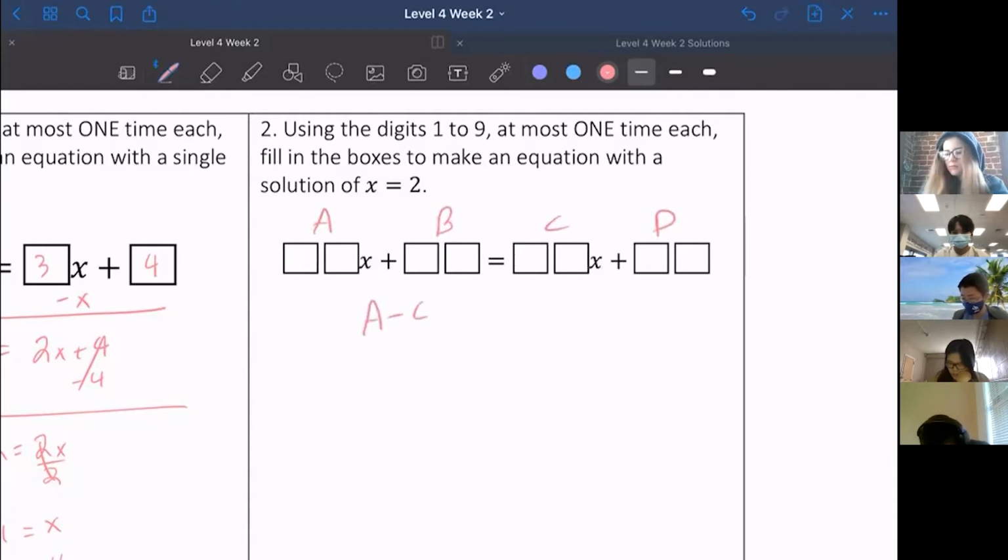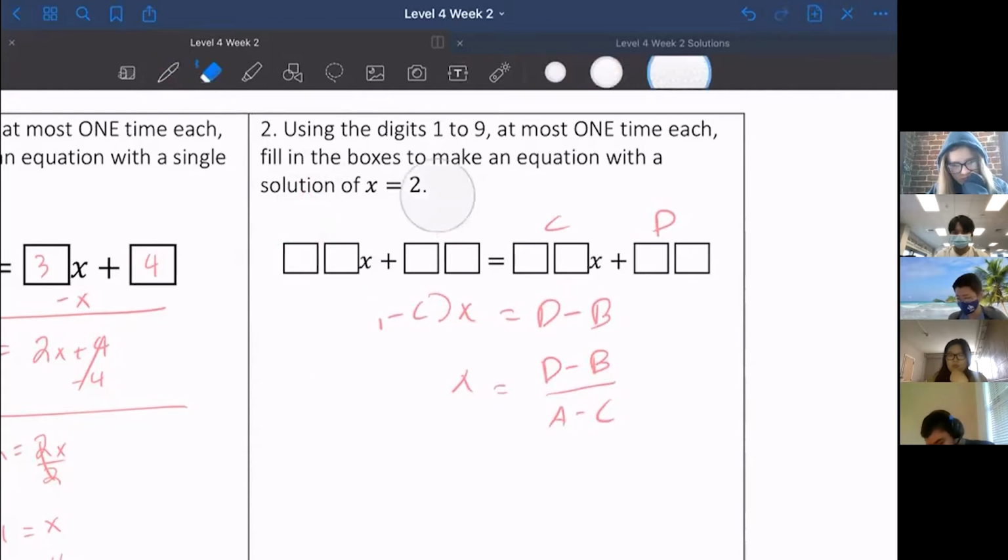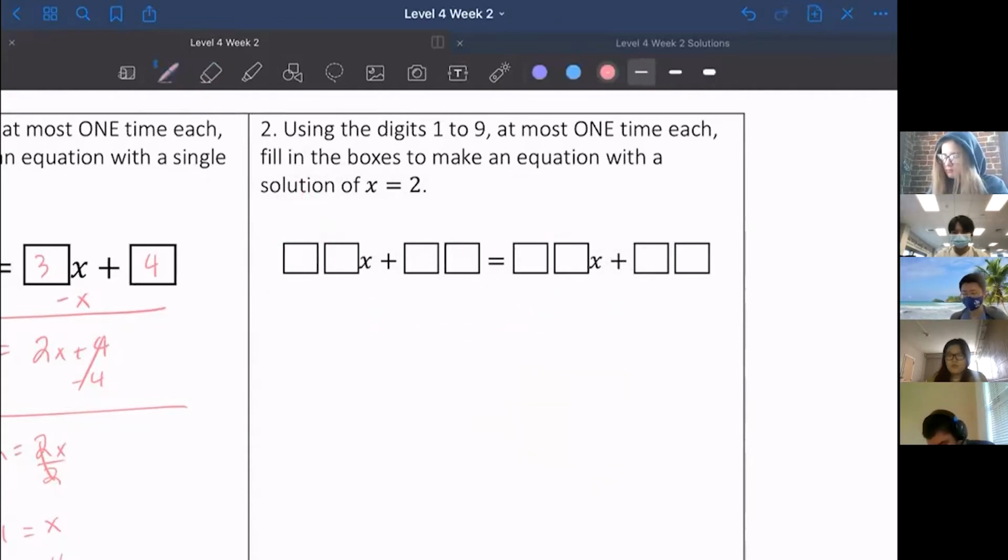If we move everything to one side, this is what we're going to get. And then we see at the end, we're going to be doing a division type thing. We're going to be dividing something by something to get 2, since we want x to be equal to 2, right? So what I started doing was listing out ways to make 2 with division. The most obvious one is going to be 2 divided by 1. But the problem here is that we can never actually make the number 1, because if we want to make 1, we'll have to do 55 minus 54 or 53 minus 52. But we know that we can't use the same number twice.